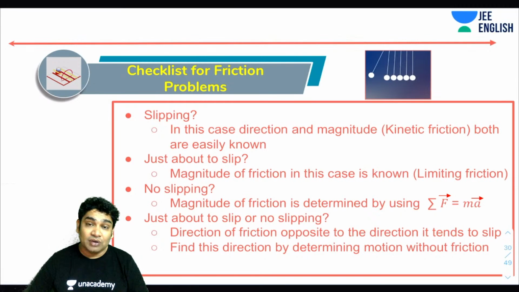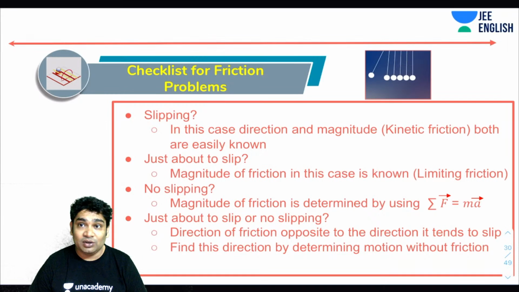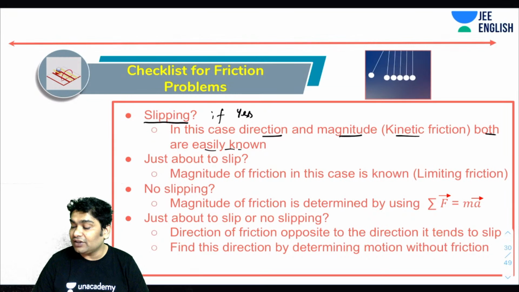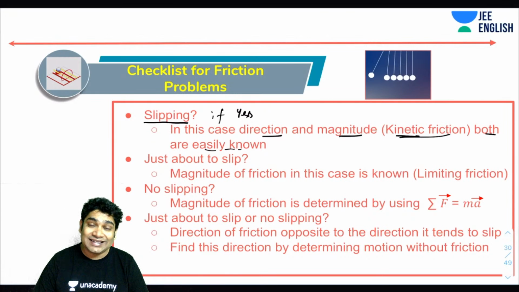Again, so how do you go about solving problems including friction? So this is the standard checklist that you should follow. So first you need to ask whether there is slipping or not. If yes, then you already know, in this case, direction and magnitude both are easily known. You know that the friction acting is kinetic.